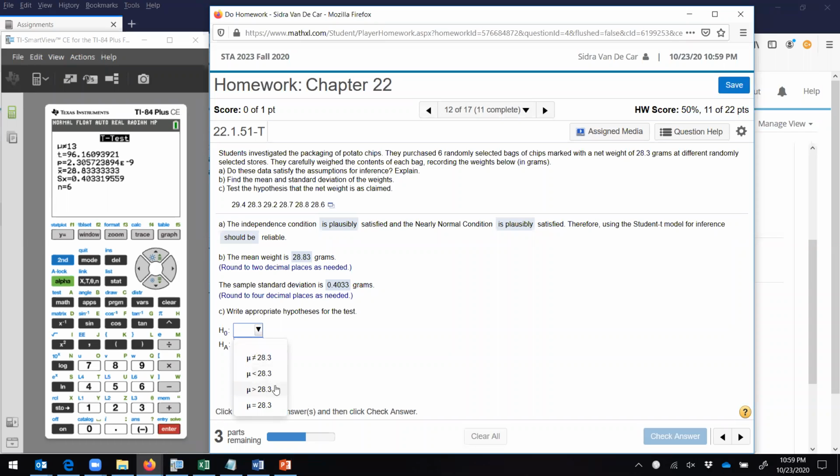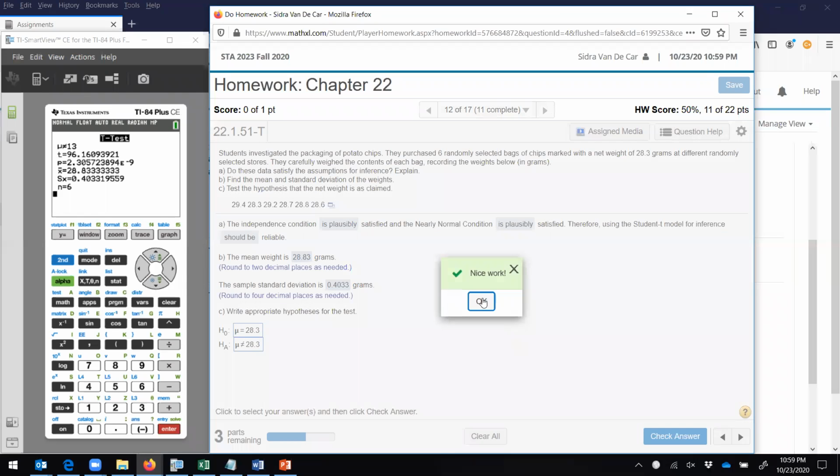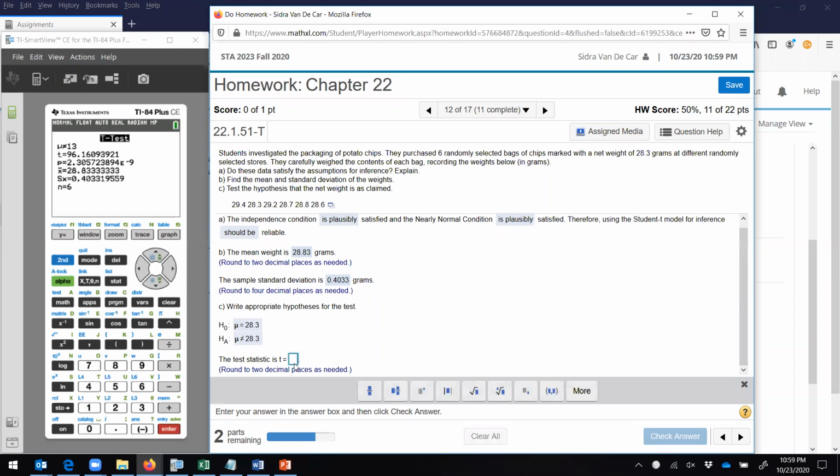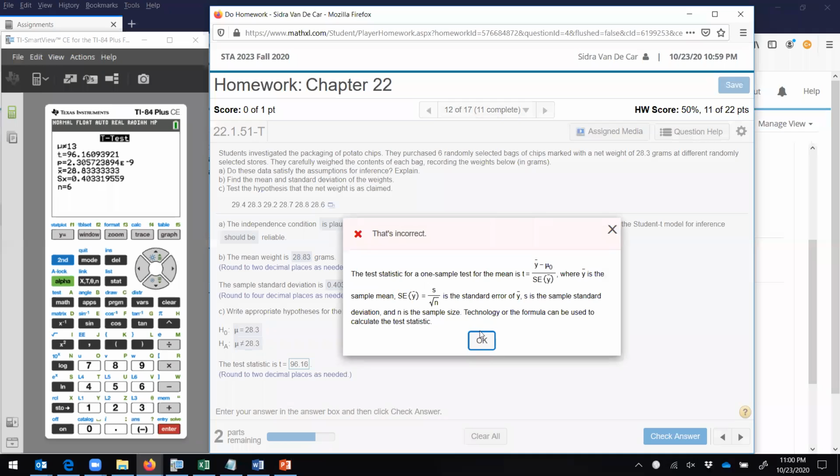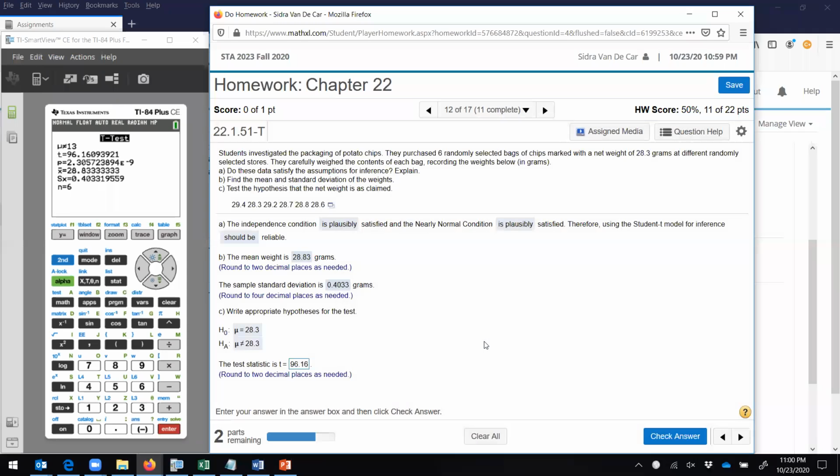Our null hypothesis is that we equal 28.3, and for the alternative, notice it says they're investigating. It doesn't say whether they think it's above or below. So we're going to go with does not equal, a two-sided test. And our test statistic is 96.16. What?